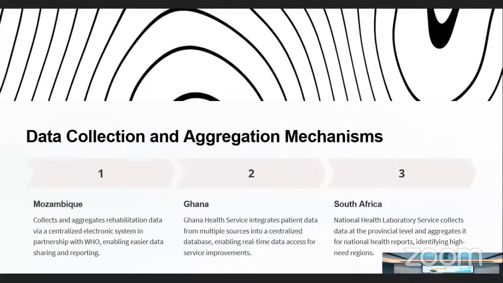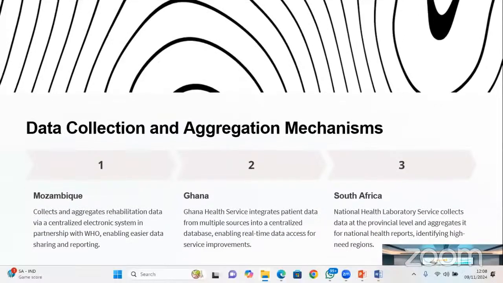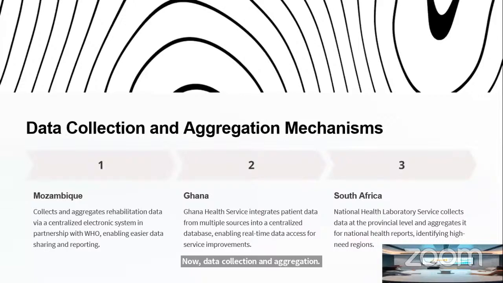Now, data collection and aggregation. In Mozambique, rehabilitation data were collected and aggregated via what they call a centralized electronic system, which they have partnered together with the World Health Organization. And because of this centralized electronic system, the sharing and reporting of data or information became easier in that country.